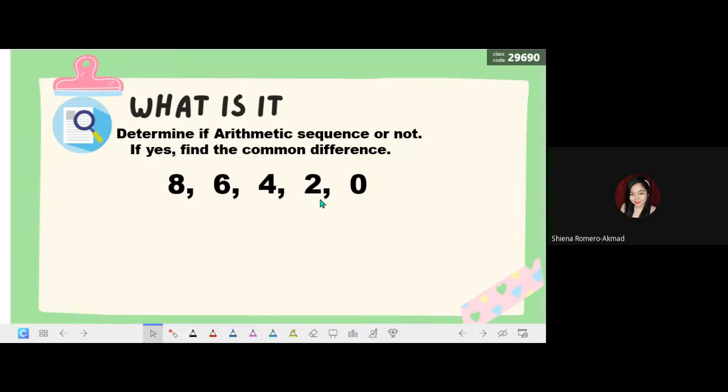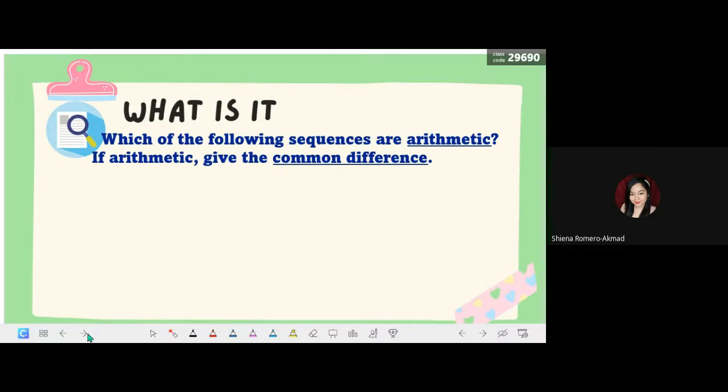At the count of 3, 1, 2. Okay, walang nagta-type. Pag nagka-count ako, ibig sabihin, magsasagot na kayo noon. Pag natapos ako magbilang, ibig sabihin, tapos na rin ang pagsagot. So, ang sagot nila ay arithmetic daw at ang common difference is negative 2, correct? Definitely, it is an arithmetic sequence because their common difference is negative 2. Common nga siya, meaning lahat pare-pareho. And, yes, it is arithmetic.